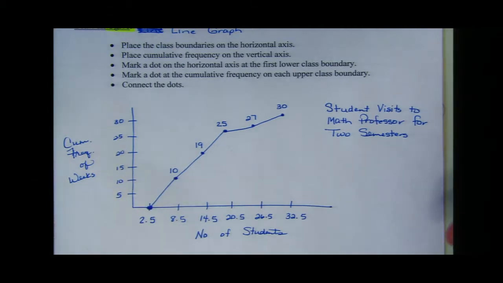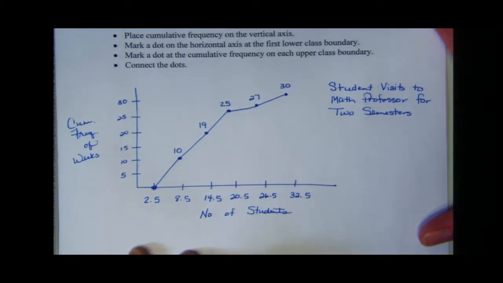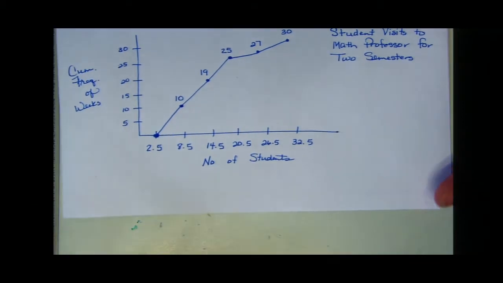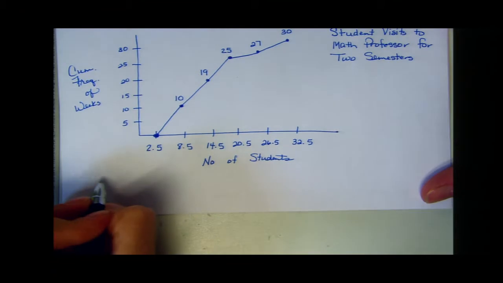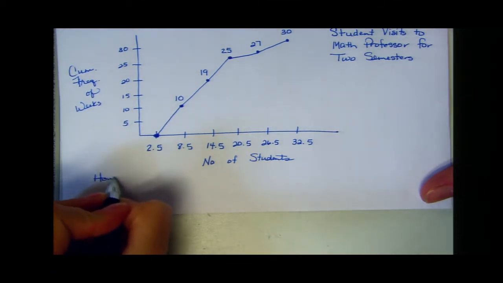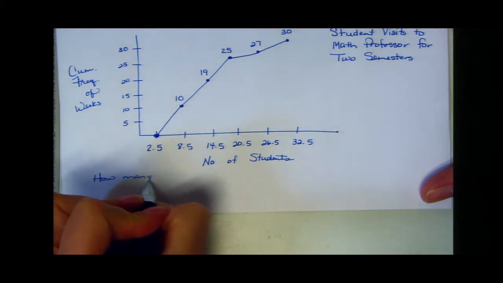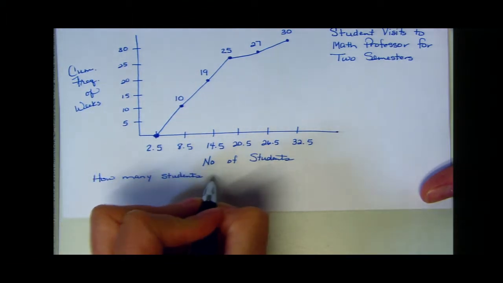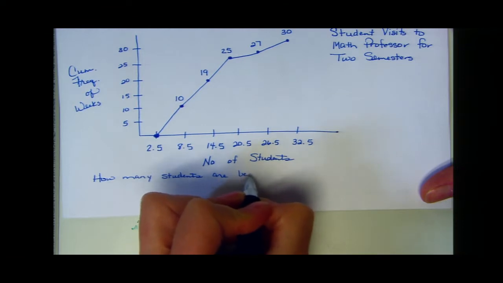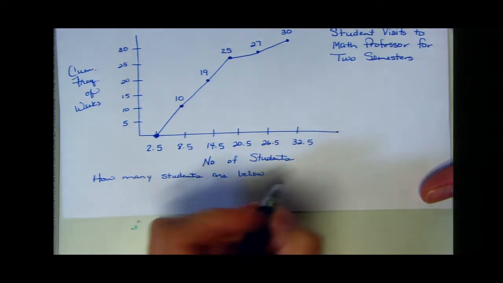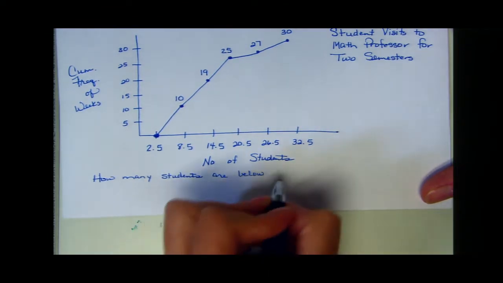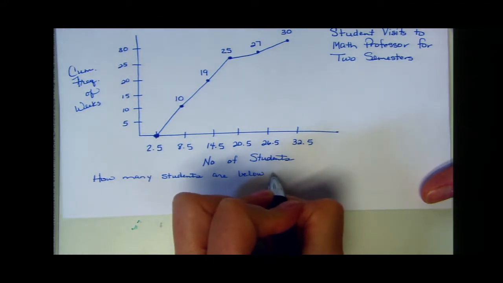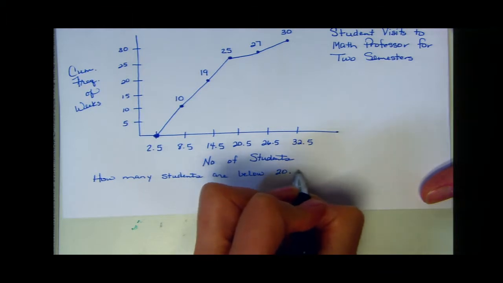Now, the purpose of the ogive is to know, like, you might be asked, how many students are below, let's see, I'll go 20.5.